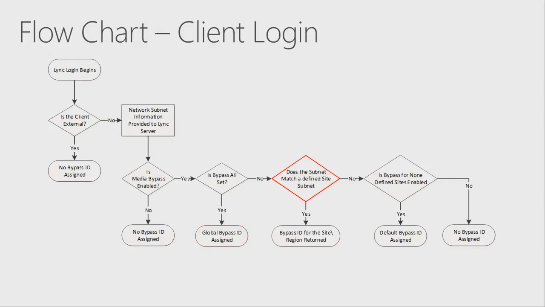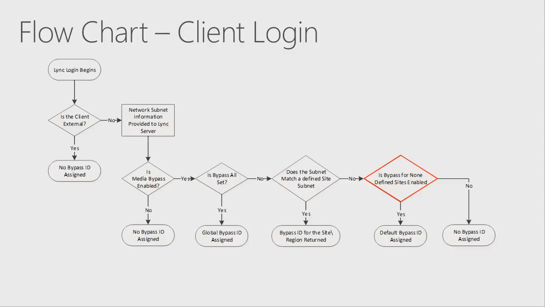So then we look if the subnet matches a defined site. If it does, they get the bypass ID for the site or region, depending on if there's a bypass policy in place. If it doesn't, we then have another option, which is actually if it's a non-defined site, well, do we just give it a default bypass ID and let it go?